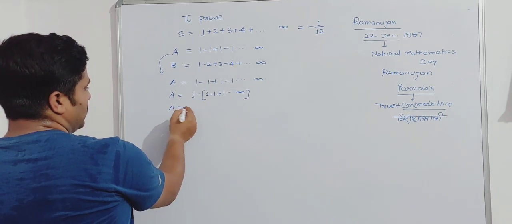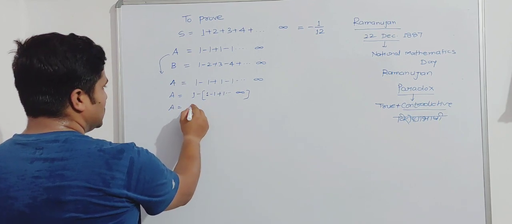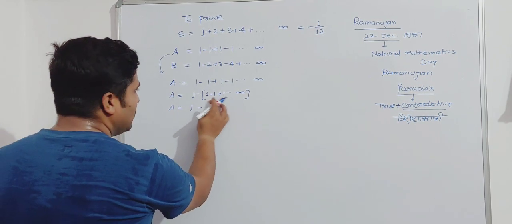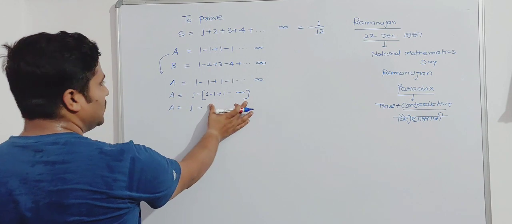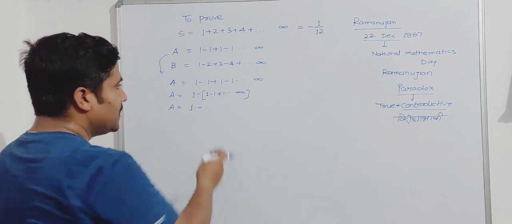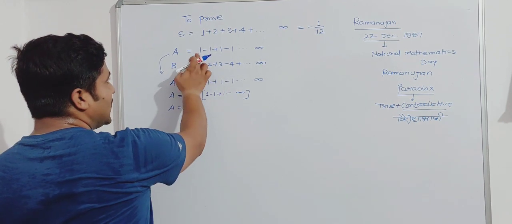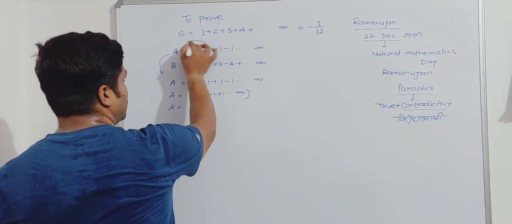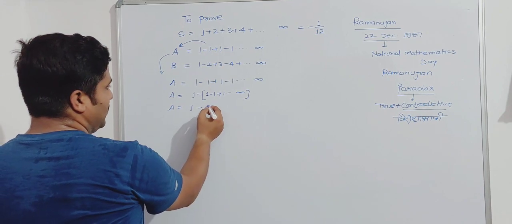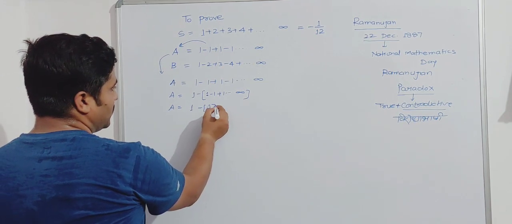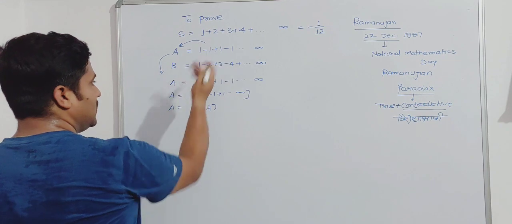If we carefully look at the statement, this is 1 and minus, again we are getting 1 minus 1 plus 1 up to infinity. It is the same thing, 1 minus 1 plus 1 up to infinity. What is that? It is again representing the same value A. So can we write A in place of this? Yes, obviously we can write.